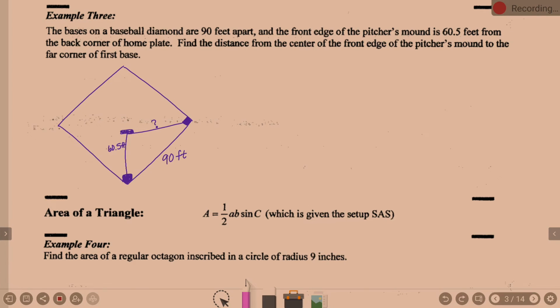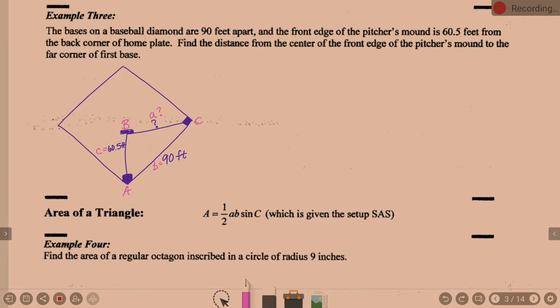If I look in my notes, I don't know that it matters. I have it labeled as A, B, C, which in that case makes B 90 feet, C 60.5 feet, and we're trying to find A. Now, in all honesty, it doesn't matter about the ABCs. In order to find that, we're going to have to know a little bit more information.